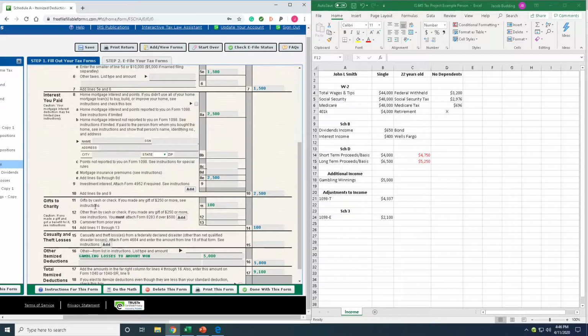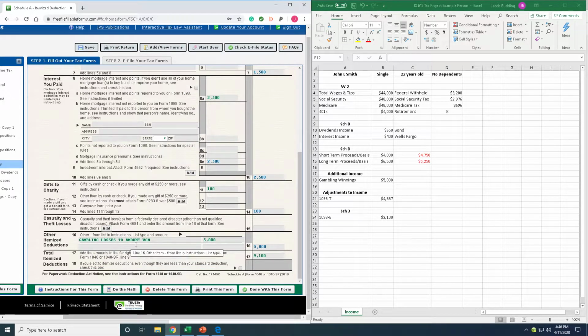It shows gifts to charity. He gave $100 to a youth sports team. And gambling losses. So this right here, because when you gamble, you typically lose more than you win. That's just the natural rule. So this $5,000 that he lost in gambling will go here as he can write it off.